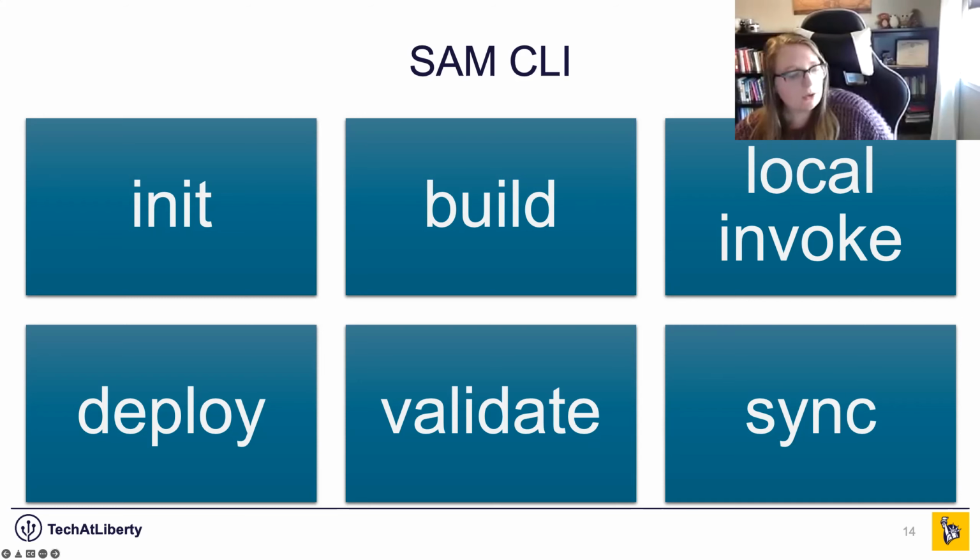You can do SAM build, which is exactly how it sounds. You build your project locally. You can do a SAM local invoke, which is useful for both functions and API gateways, and can help you mock and test your services locally. SAM deploy will deploy your project via the command line. SAM validate just validates that your template structure is appropriate and good to go.